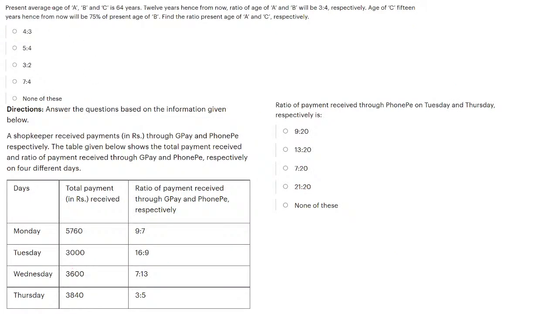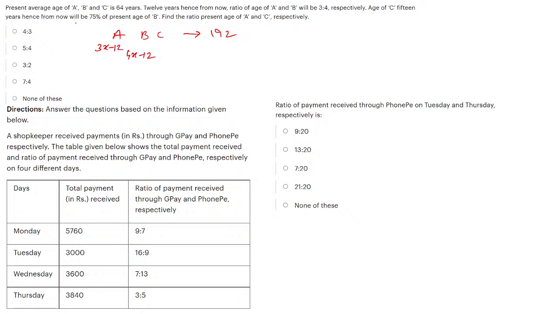Here is the next question. Present average age of A, B, C is 64 years. 12 years hence the ratio of ages of A and B is 3:4. So A, B, C total age, that is 192. 64 is the average age. So what is the present age? 12 years hence the age becomes 3:4. So we can take it 3x minus 12 and this is 4x minus 12.